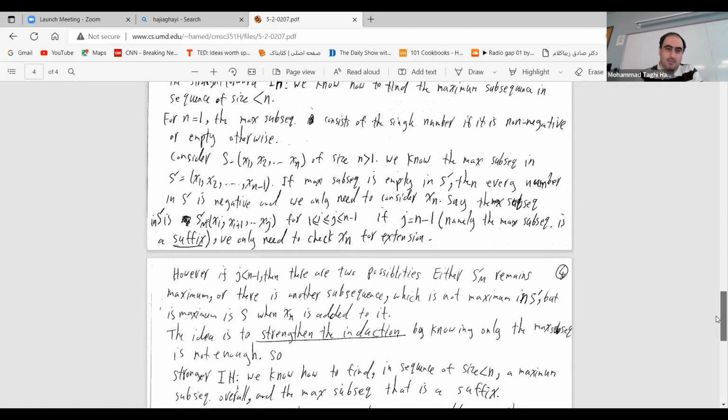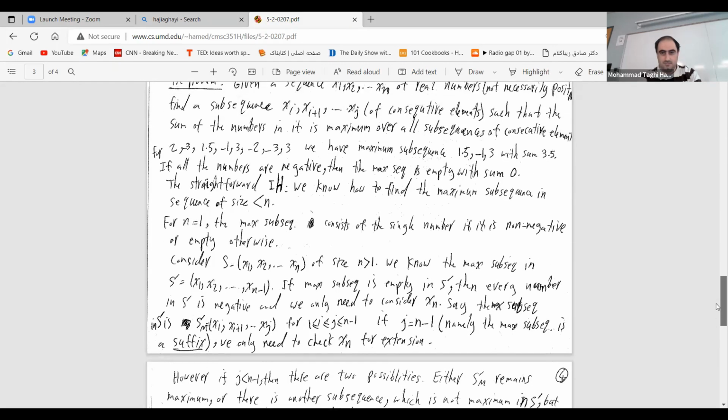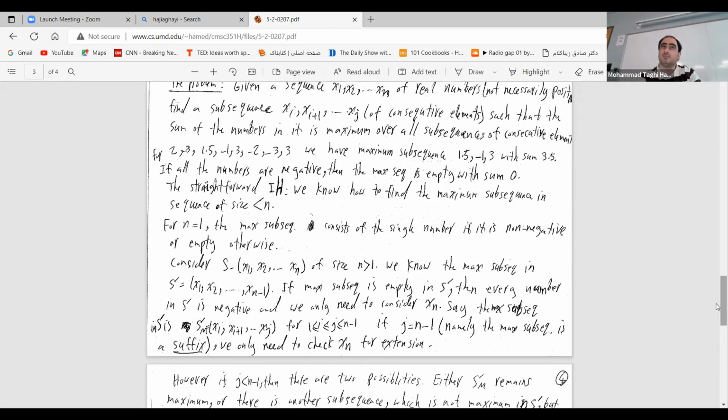What is the greedy algorithm? If the next number is positive, insert it. The next number is negative... No, but you need to prove that it works. That is also important. So let's discuss this one.